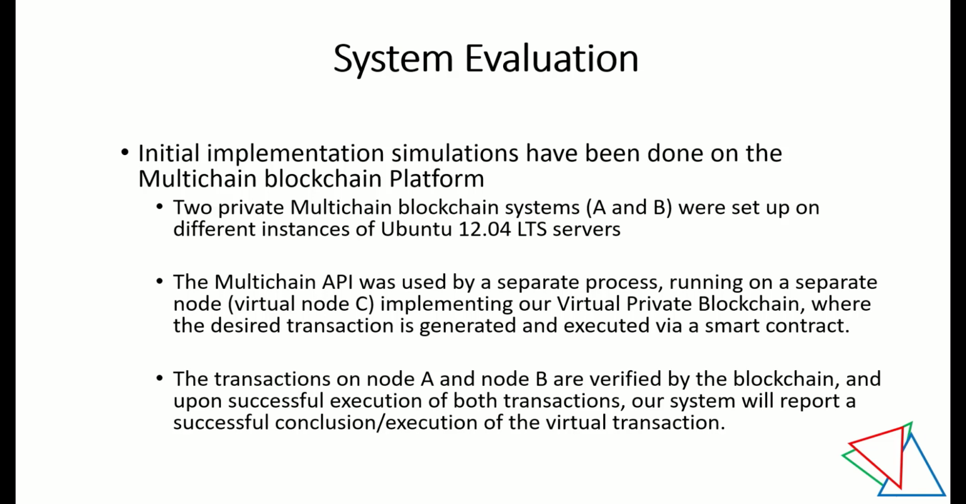The client process, which can run on any of the three Linux systems or a dedicated machine, generates the smart contract, performs the splitting, or more generally, the secret sharing of the asset, and creates the terms of the individual smart contracts by initiating the payment on node A and node B. The transactions on node A and node B are verified by the blockchain, and upon successful execution of both transactions, our system will report the successful conclusion and execution of the virtual transaction.